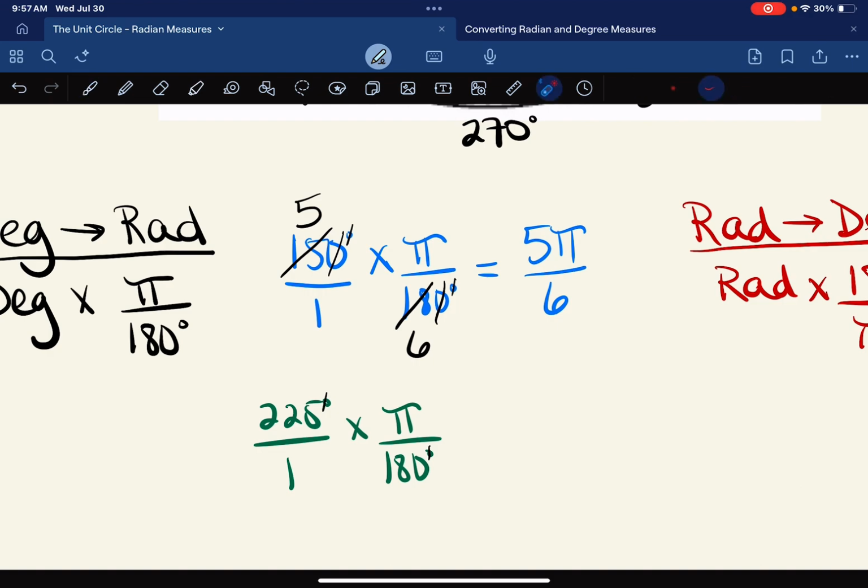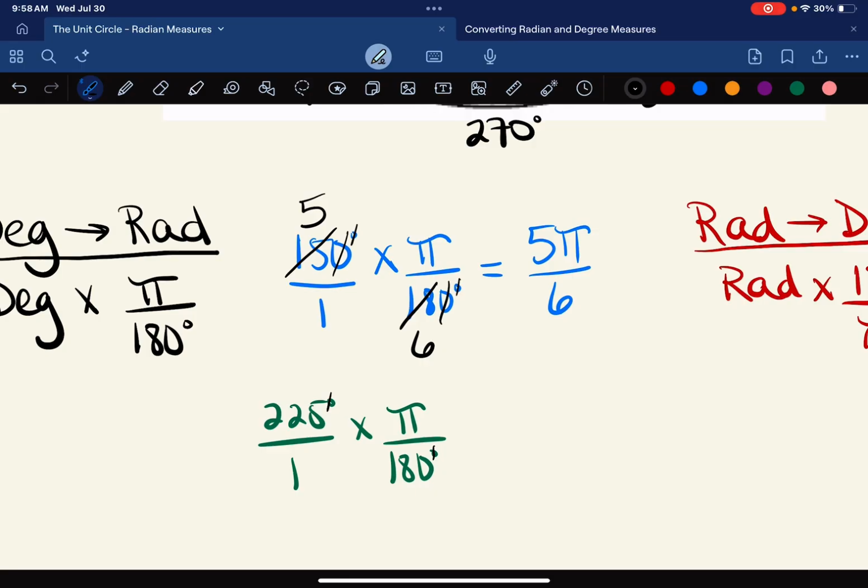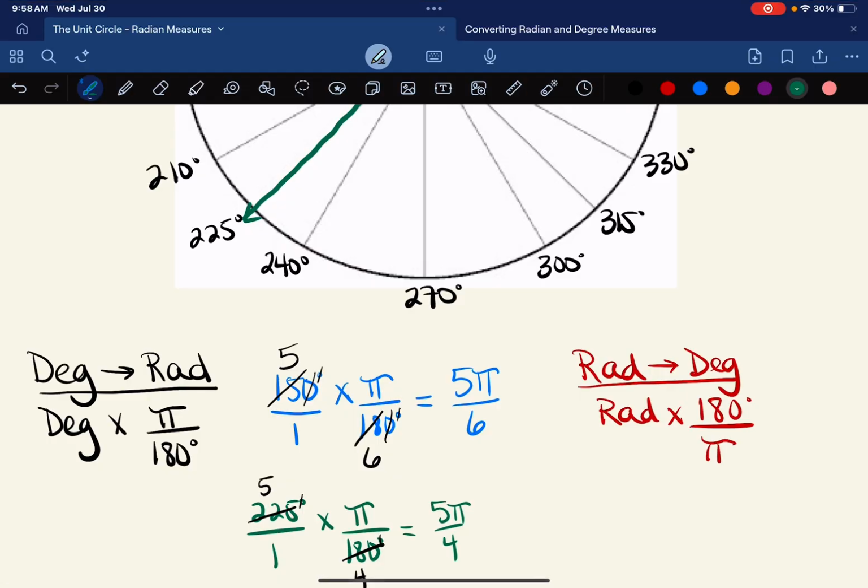So you might recognize that this ends in a 5 and this ends in a 0, so both of them are divisible by 5. You might also, depending on how great you are at your multiplication facts, see that they're both divisible by 45. You can use your calculator. However you want to reduce is fine. But I know that 225 is divisible by 45. I can reduce that and it turns into a 5. And 180 divided by 45 is a 4. So our 225 degrees is equivalent to 5 pi over 4 radians. So I'm going to go ahead and label this up here, 5 pi over 4 radians.